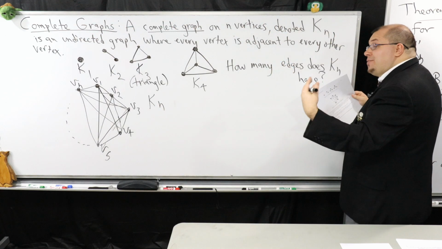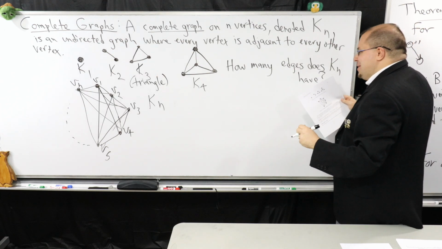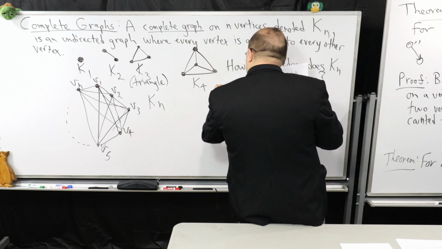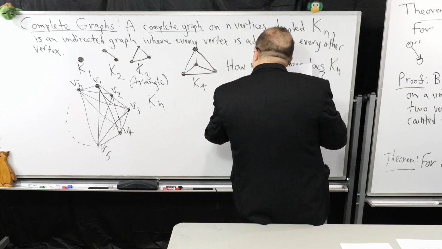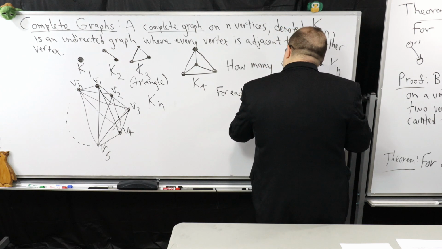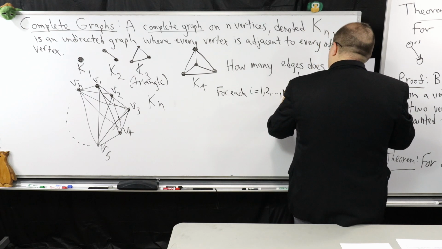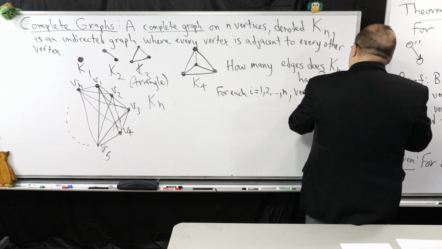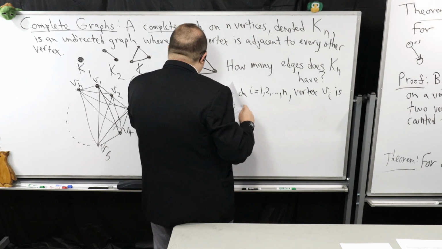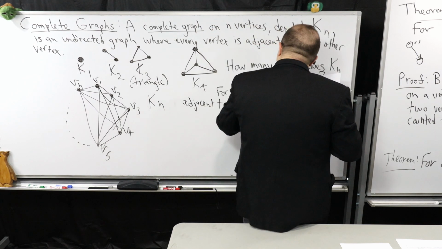So I'm going to derive it in a simpler way so that you can see it quite quickly. Wonderful. So notice that for each i equal to 1, 2, all the way up to n, vertex vi is adjacent to n minus 1 other vertices.